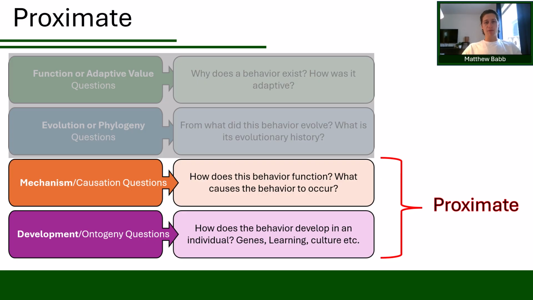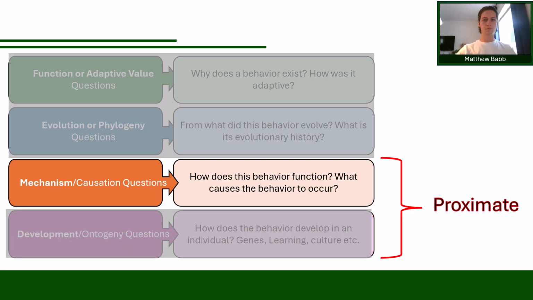The second type of proximate questions are developmental questions. And these kinds of questions focus mostly on how behavior changes or develops throughout one's lifetime. However, for this lesson, we're going to focus on the mechanism questions. Next chapter, we'll discuss those other developmental questions.